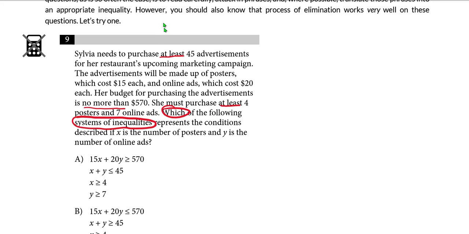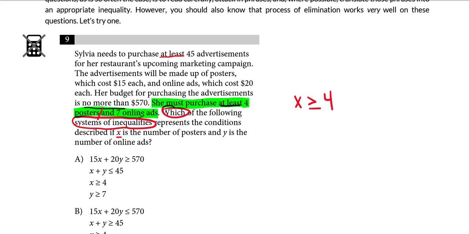I'm going to start with this phrase right here. Why am I going to start with that phrase? Because it's actually 2 phrases, and those 2 phrases have really simple inequalities for us. We know that she has to purchase at least 4 posters. If X is the number of posters, X is at least 4. X has to be greater than or equal to 4.